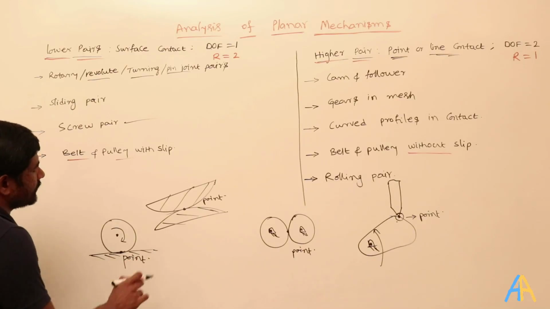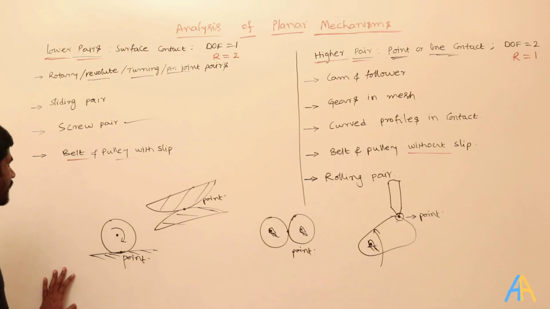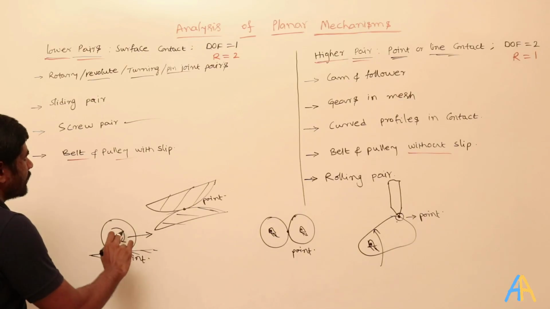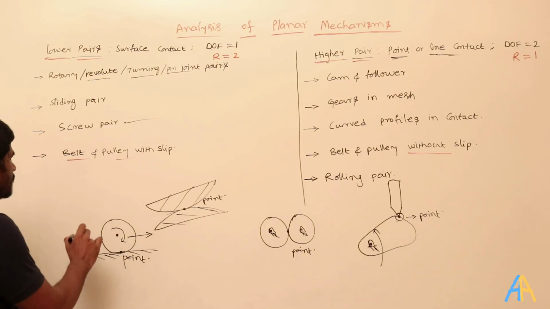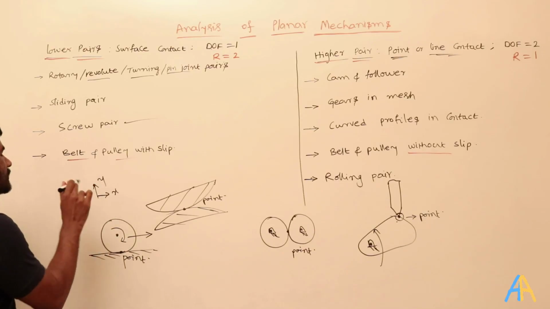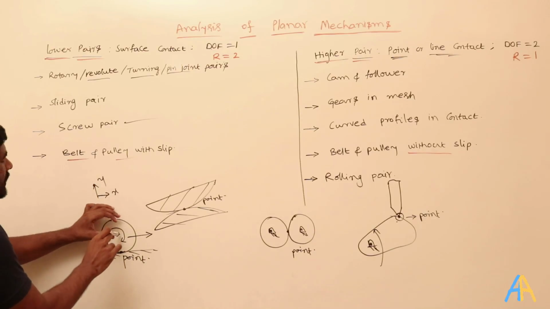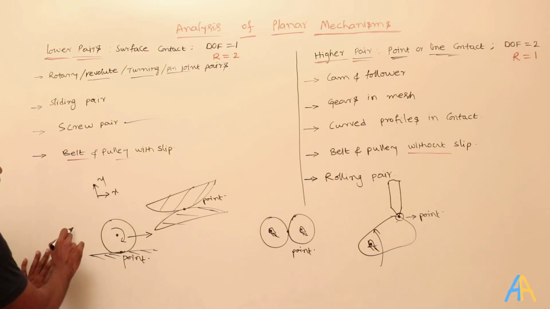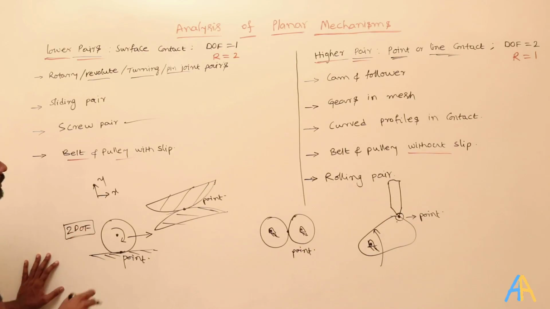And how did the degree of freedom become 2 here? See, when it is rotating, what is happening? It is going forward as well as rotating. That means, see, this is the x-axis, this is the y-axis, and this is the z-axis. This is rotating about the z-axis and also going towards the x-axis. That means there are 2 degrees of freedom here. That is why the higher pair has 2 degrees of freedom.